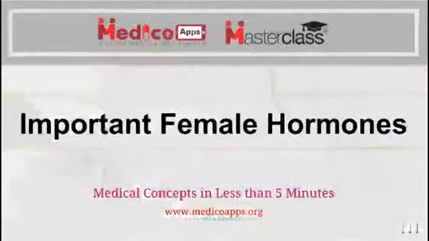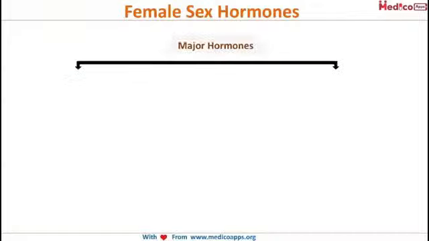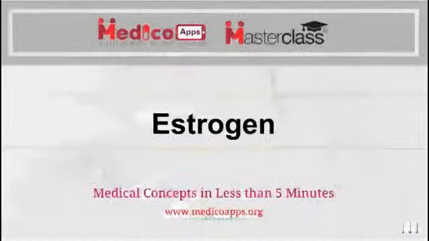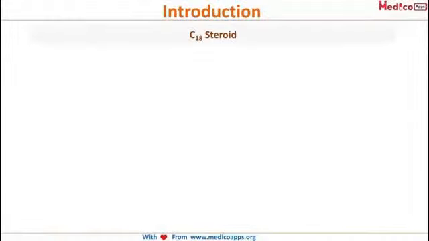Now, let's look at some important female hormones. Now, we know that there are two types of female sex hormones. These are the steroids and the protein hormones, right? The steroids, yes, that's right, we all are familiar, that is estrogen and progesterone, okay? And the protein hormones, these are of three types. Number one is inhibin B, number two is activin, number three is your relaxin. Okay, inhibin, activin and relaxin are protein hormones, whereas estrogen and progesterone are steroid hormones. Okay, now let's proceed to understand estrogen in detail. Estrogen, what you have to remember for the exam, is a C18 steroid.